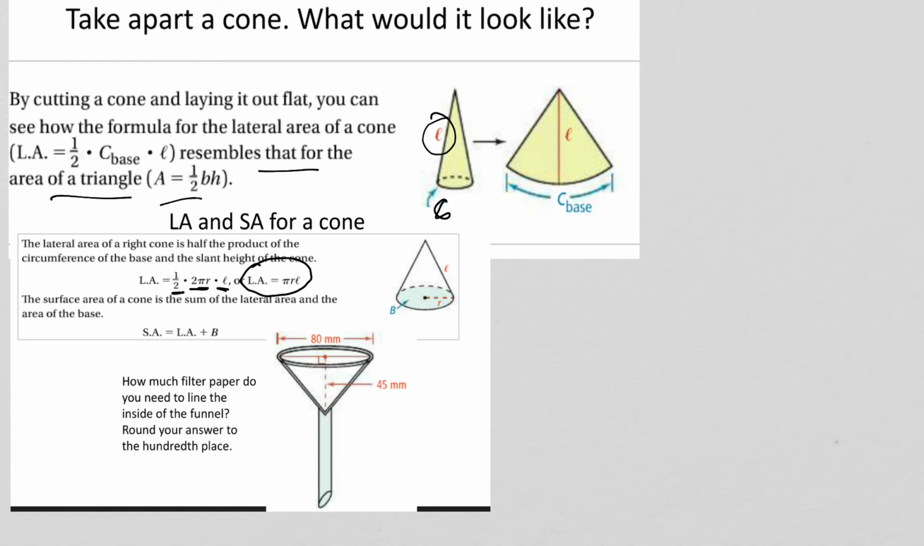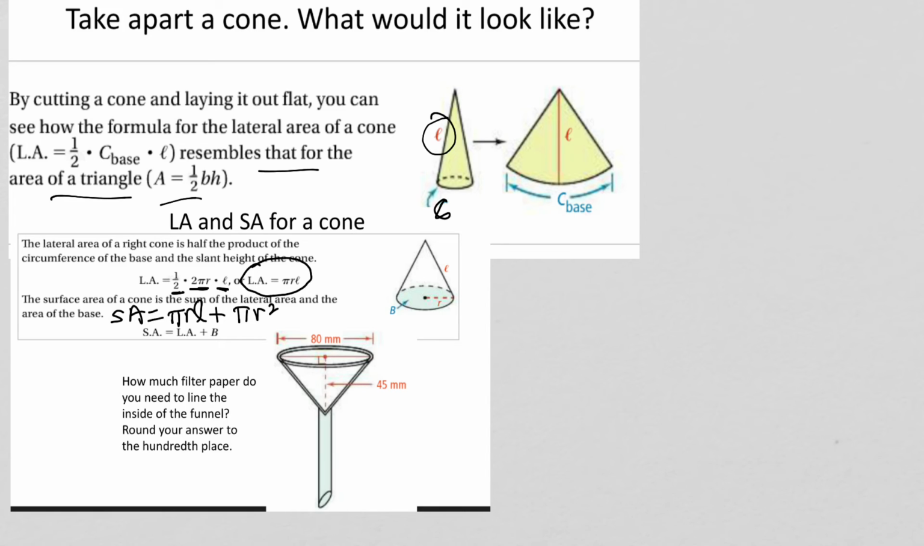If I want the total surface area of the cone, it's going to be pi RL plus the area for the base. The base is always a circle, and the circle area is pi r squared. Pi RL plus pi r squared is the surface area for a cone. Again, this is going on that piece of paper.